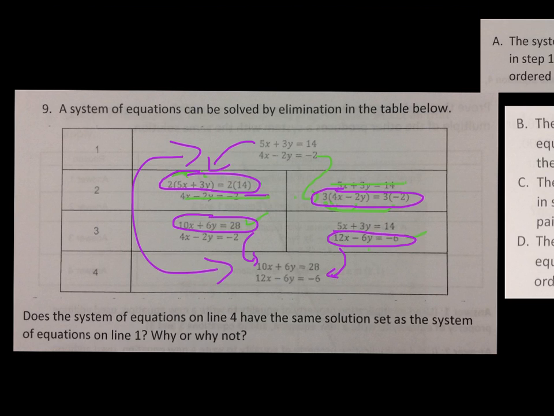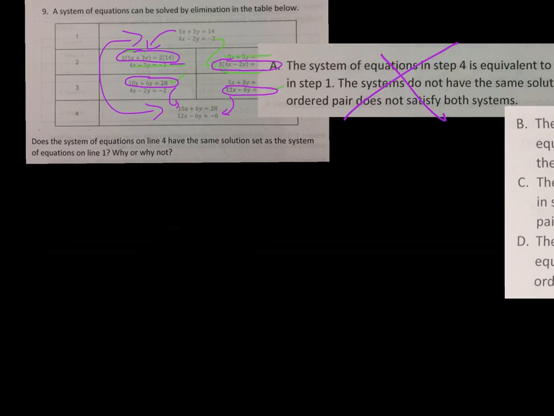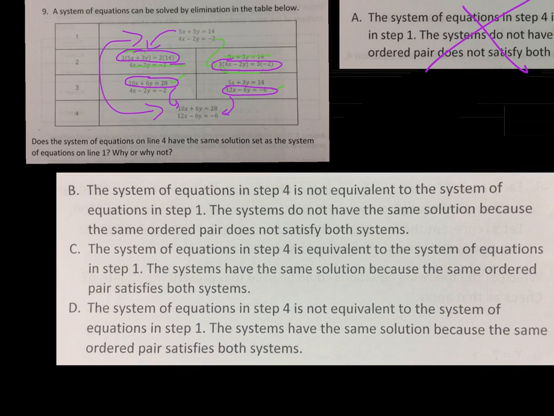Okay, so let's go ahead and look at our answers here. I'm going to move that over here. Question A, the system of equations step 4 is equivalent to the system of equations. That is true. However, it says the systems do not have the same solution set. Well, that is false. That contradicts itself. So that is not the answer. So let's go ahead and move that out of the way. Let's look at B, C, and D.